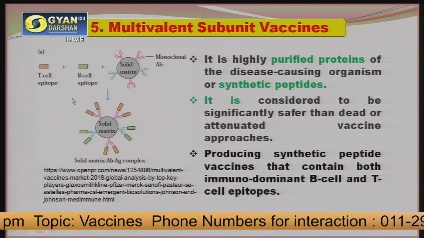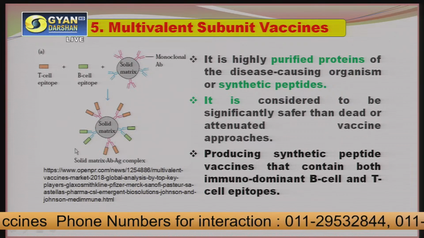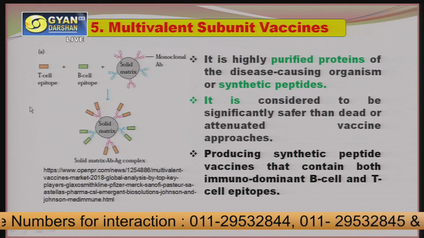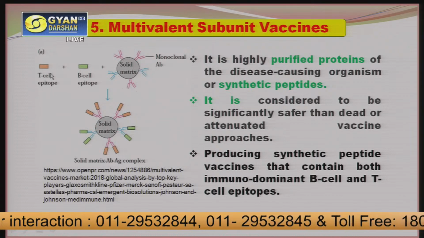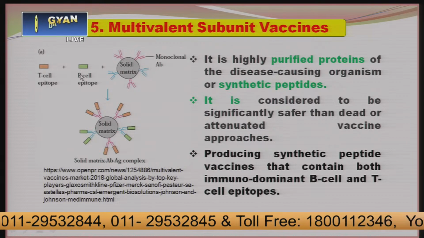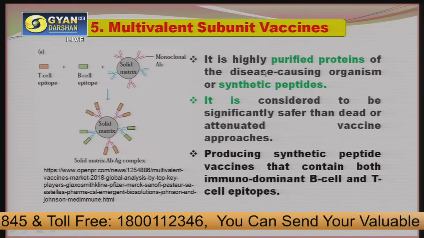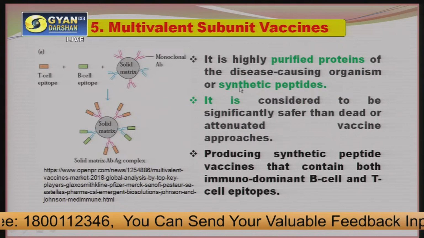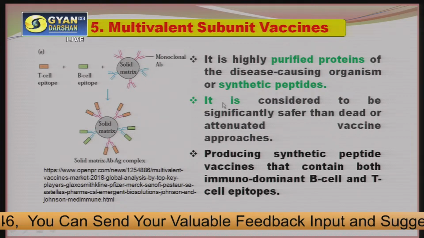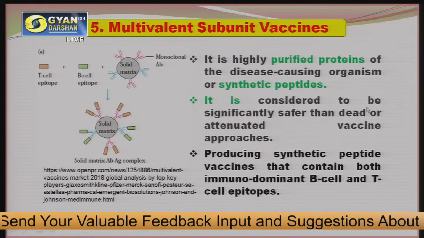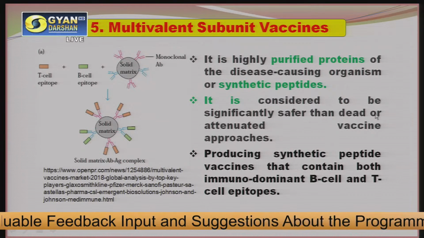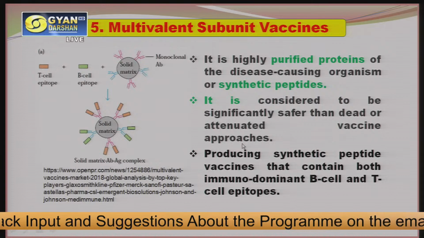Ultimately they can produce the immune response against the particular pathogens, as they are able to recognize the T cell and B cells. And it is made of highly purified proteins of the disease-causing organism or synthetic peptides, and it is considered significantly safer than the dead and attenuated vaccine approaches.